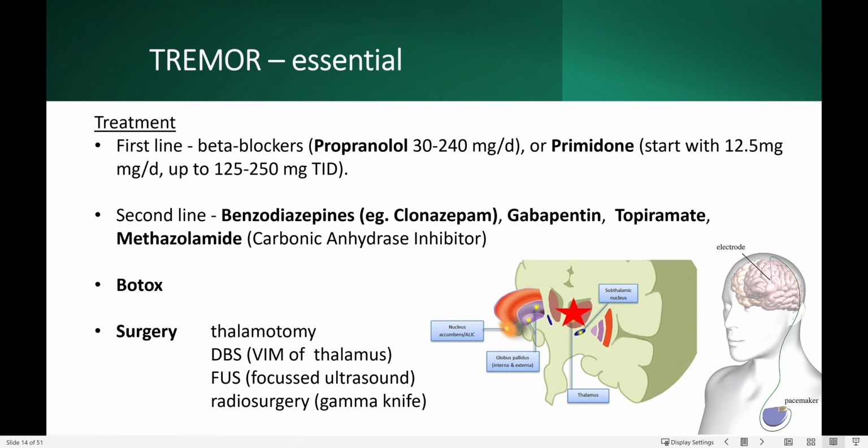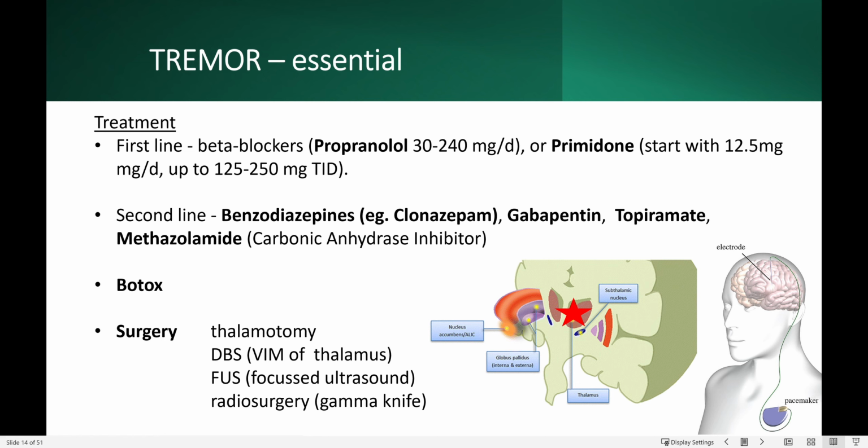The first-line treatments are generally considered to be beta blockers such as propranolol and primidone, and second-line agents include clonazepam, gabapentin, topiramate, and the carbonic anhydrase inhibitor methazolamide. I must say, nowadays we will probably elevate topiramate into a first-line therapy. So typically, I would start off with a beta blocker such as propranolol, and then add topiramate next, and reserve primidone until the third line, the third agent, because especially in this country, it's a controlled agent.